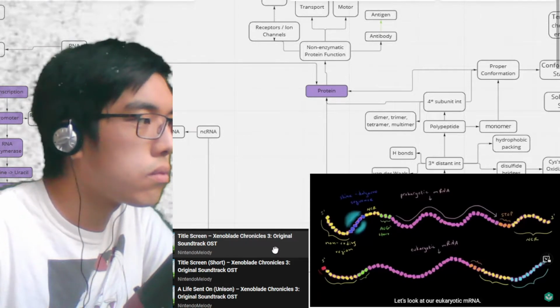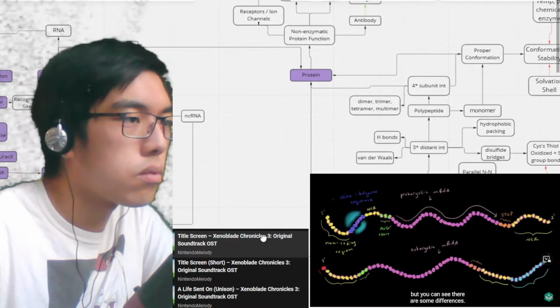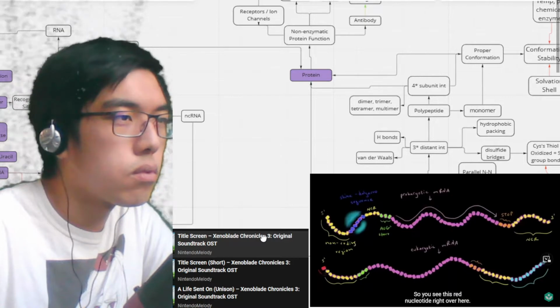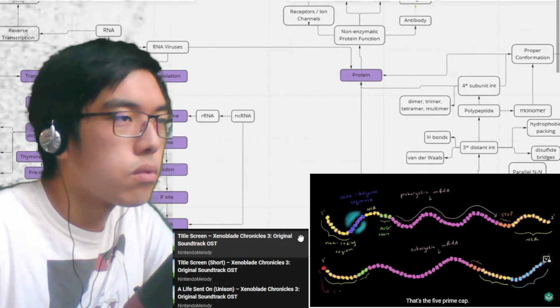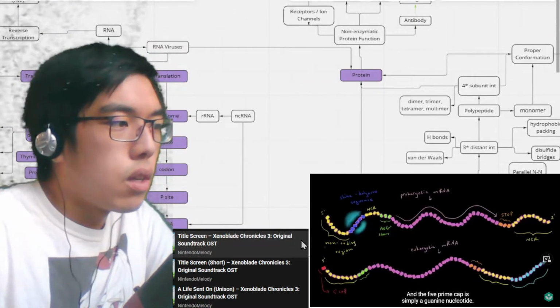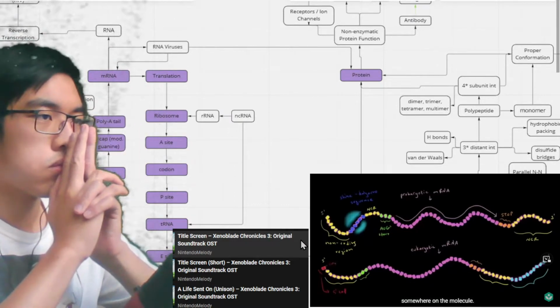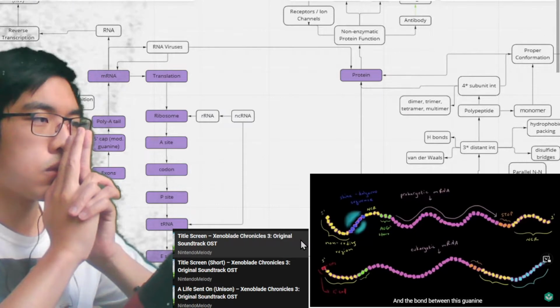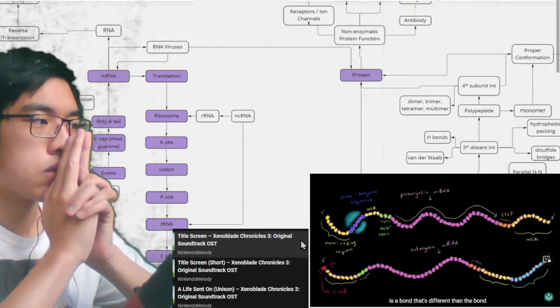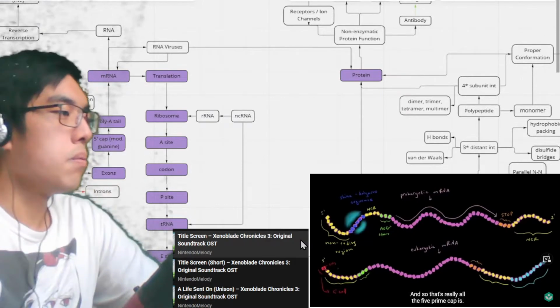Let's look at our eukaryotic mRNA. And so it's pretty similar, but you can see there are some differences. So we'll start with our 5' side first. So you see this red nucleotide right over here. That's the 5' cap. And the 5' cap is simply a guanine nucleotide, so I'm going to draw a G inside, guanine, and it's going to have a methyl group somewhere on the molecule. So I'm going to draw a methyl group, and the bond between this guanine and the nucleotide right near it is a bond that's different than the bond you typically find between two nucleotides. And so that's really all the 5' cap is.